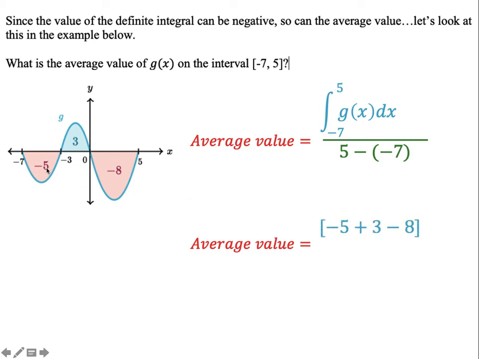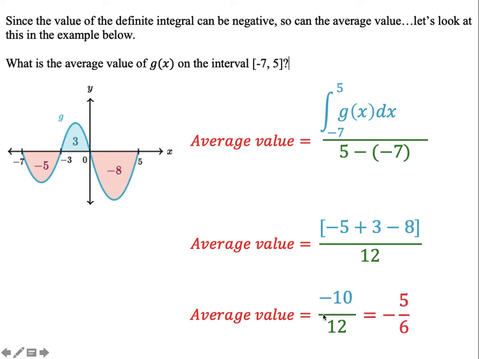So we have -5 plus 3 and -8. So the value of our integral is going to be whatever that algebraic answer is, and then divided by 12. So when we do this math up here, we get -10 over 12, which means our average value, if you want to reduce that, is -5/6.